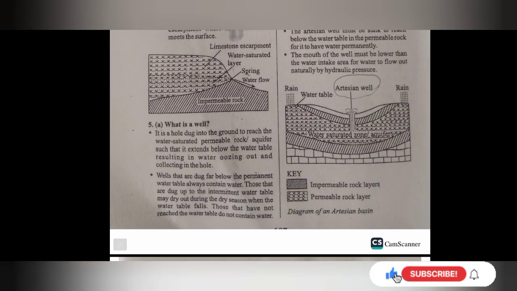Let's talk about what is a well. Now, a well is a hole that is dug underground to reach the permanently saturated water zone, what we call an aquifer. So a well is a hole dug into the ground to reach the water saturated permeable rock, what we famously know as the aquifer, such that it extends below the water table, resulting in water oozing out and collecting in the hole.